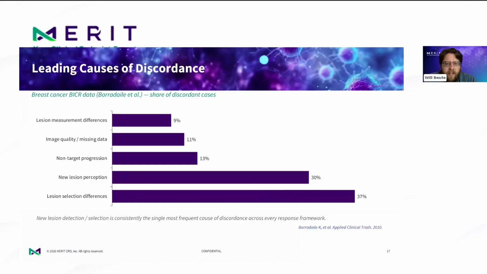This chart, using breast cancer data from Borodale and colleagues, breaks down the share of discordant cases by their root cause. The single largest driver is lesion selection differences at 37%, where readers are choosing different lesions to measure. Close behind that is new lesion perception at 30%, where one reader is seeing a new lesion that the other doesn't. Then there's non-target progression at 13%, image quality or missing data at 11%, and finally lesion measurement differences at 9%. And that last number often surprises people.